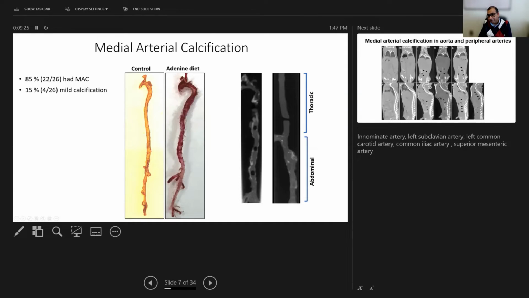Now, this is a micro-CT. If you look at the micro-CT, you can see the calcification in this light white color. You'll see again, the aorta has calcification throughout its length, thoracic and abdominal aorta. In some cases, for instance, the abdominal aorta is more affected than the thoracic aorta. But that's about 15% of the cases where we see mild calcification. Most of the time, we are able to generate very severe medial arterial calcification by adenine diet treatment in 12 weeks.